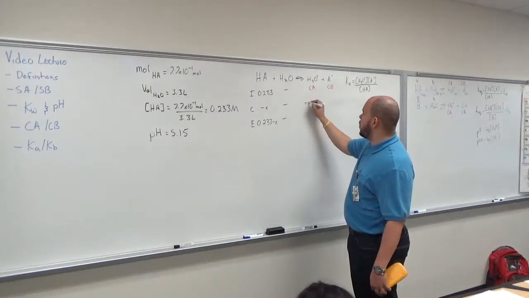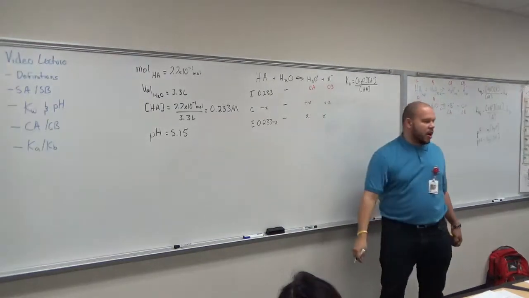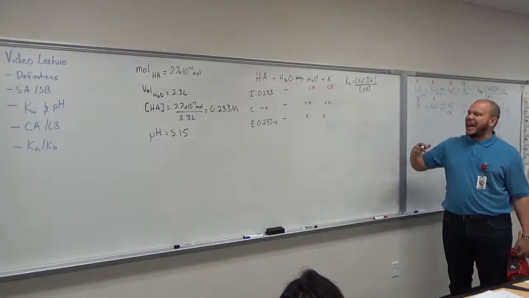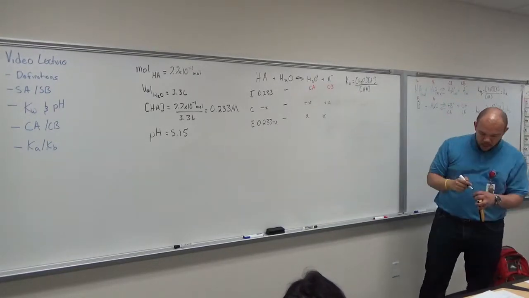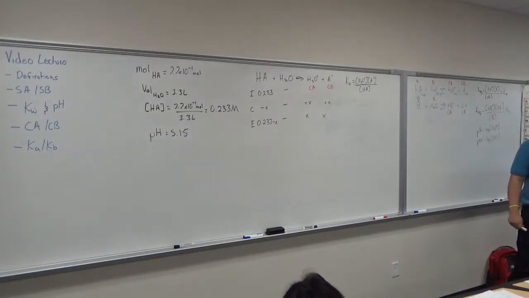So we know this is plus x. We know this is plus x. We know this is x and x. This is our generic form. But if we haven't been given a Ka, we can't solve to find Ka without having x. So how can we deduce x? pH. Right, we have to use the pH to find x.